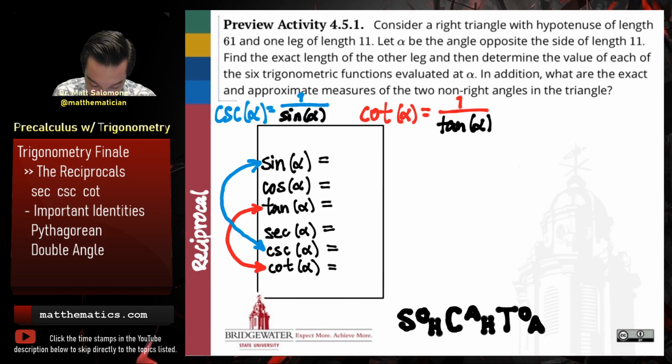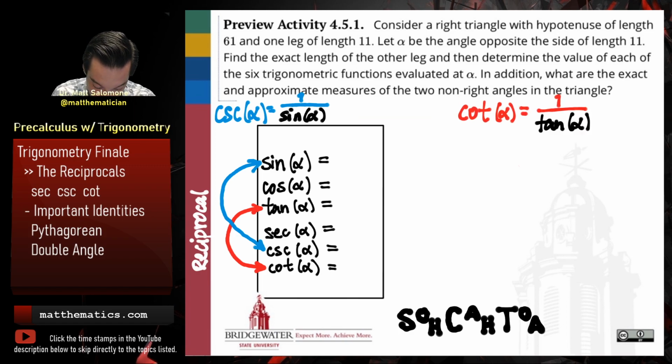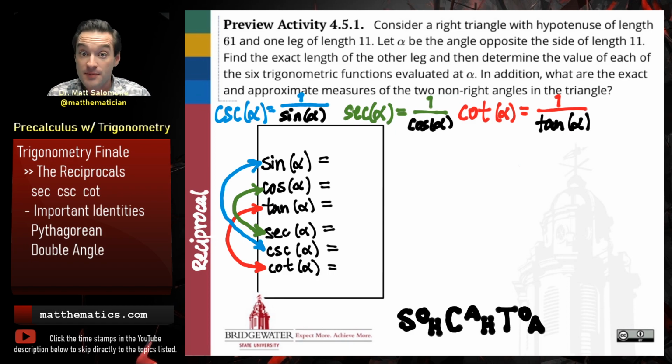And then the last one of these three, the reciprocal of the cosine function, is what we call the secant. So there are three pairs of reciprocals. The cosecant is the reciprocal of the sine, the secant is the reciprocal of the cosine, and the cotangent is the reciprocal of the tangent. So that's all there is definitionally to know about these reciprocal functions.